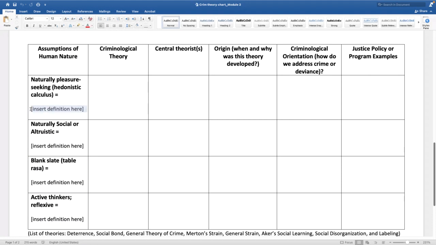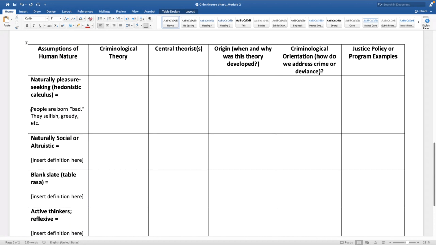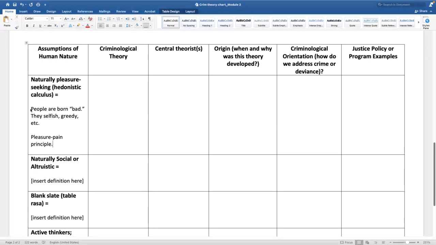So, where you are supposed to insert the definition or description, you can simply type, people are born bad. Okay, you can also provide more information. Your book does say that they are selfish, greedy, etc. And I also put in the pleasure-pain principle here as well. All right.